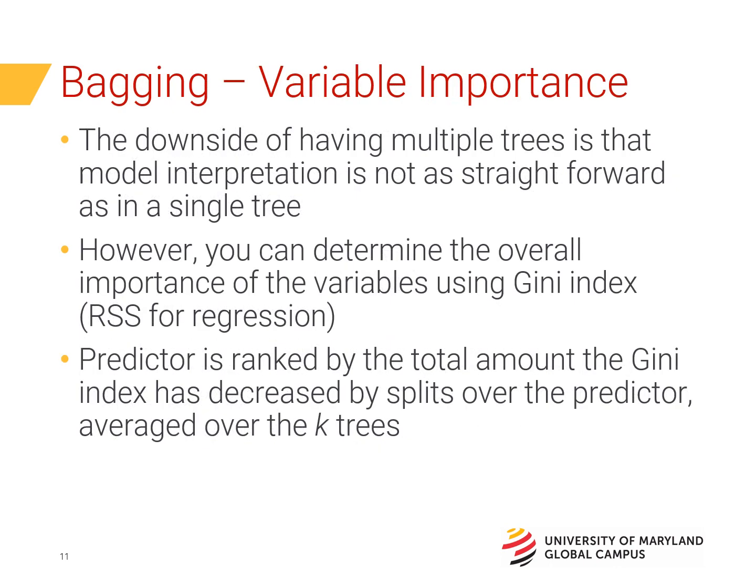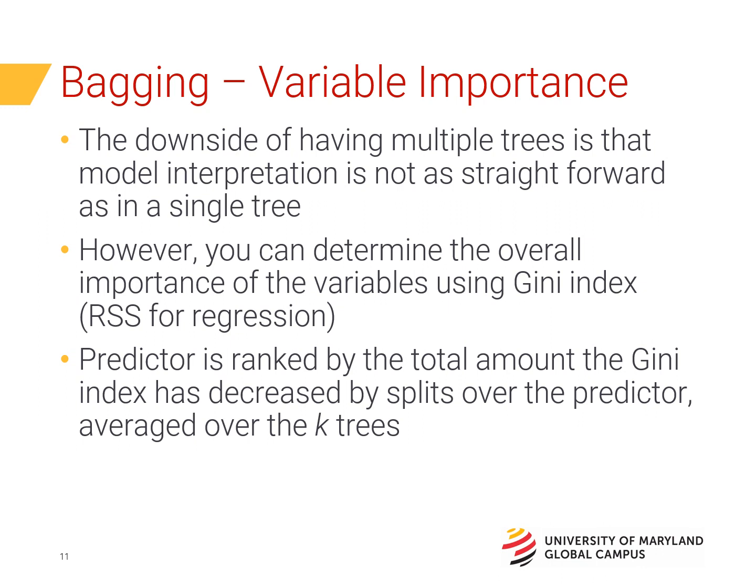While bagging offers significant advantages in terms of reducing variance and improving the accuracy of decision tree models, it also introduces a challenge in terms of model interpretation. Unlike a single decision tree, where the importance of each variable can be easily assessed by examining the tree structure, bagging involves multiple trees, each trained on a different bootstrap sample. This makes it less straightforward to determine the overall importance of the variables in the ensemble model. However, bagging provides a powerful technique to assess variable importance by leveraging the Gini index, or RSS, for regression problems.